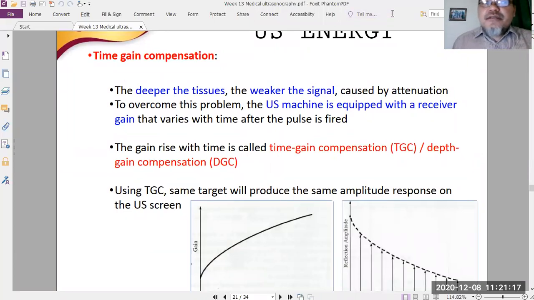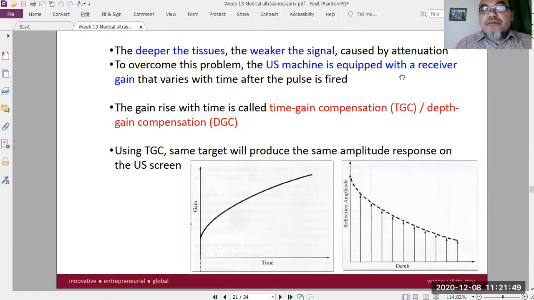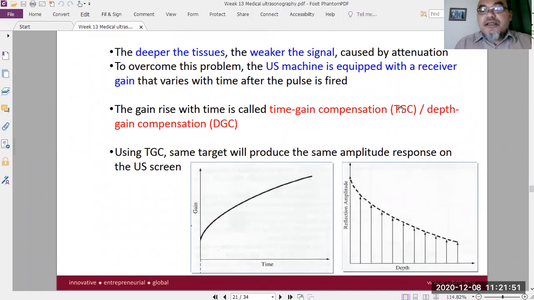Okay. Then that's what we call the time gain compensation. The deeper the tissue, the weaker the signal will get. This is caused by the attenuation, of course. To overcome this problem, the ultrasound machine is equipped with a receiver gain that varies with time after the pulse is fired. The gain rise with time is called time gain compensation, TGC, or depth gain compensation, because the time is also a variable of the depth. Using TGC, the same target will produce the same amplitude response on the ultrasound screen.